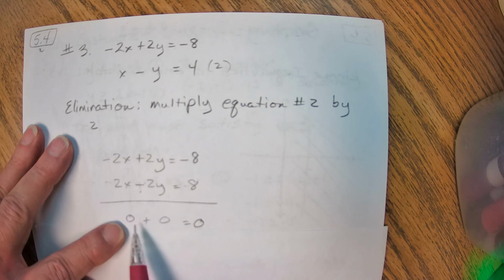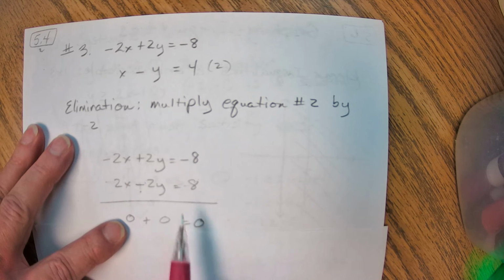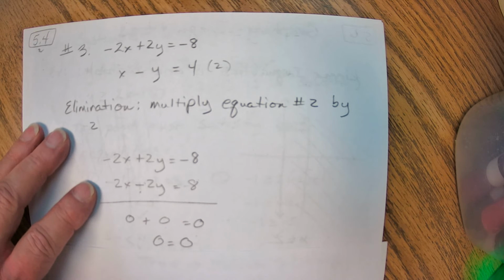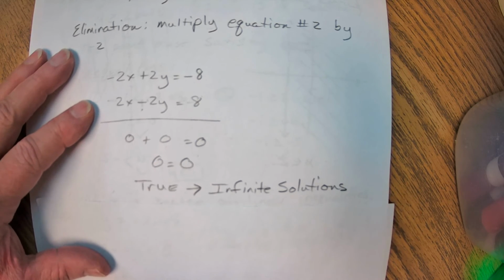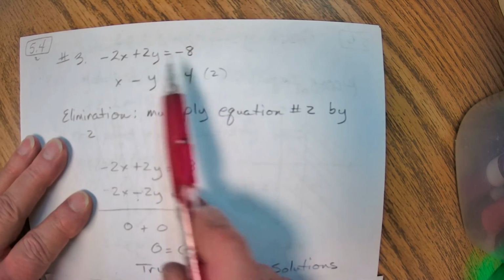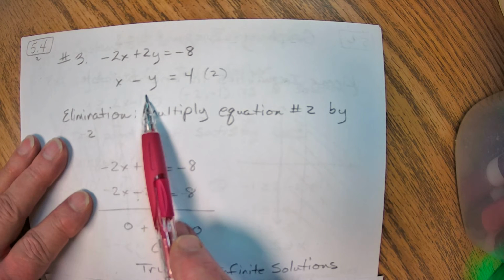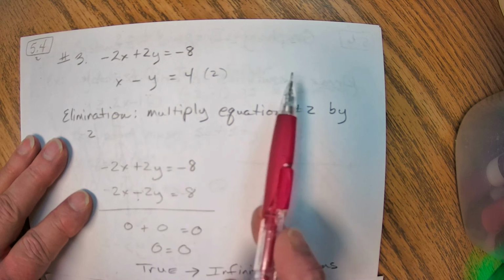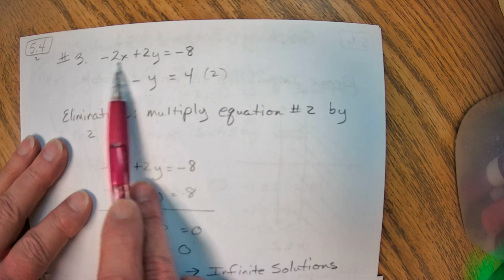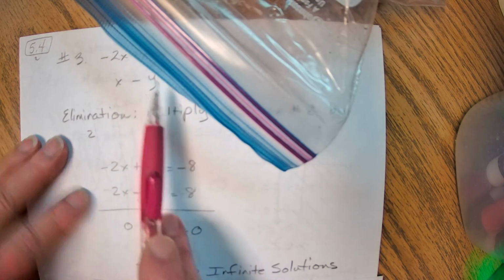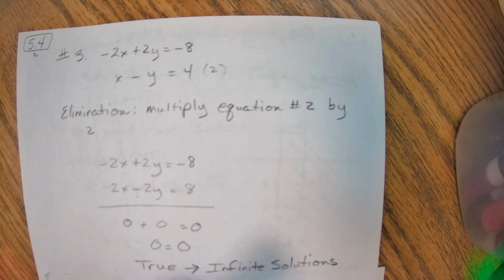Well, negative 2x plus 2x is 0. 2y minus 2y is 0. Negative 8 plus 8 is 0, which gives me 0 equals 0. Well, guess what? 0 equals 0 is a true statement. That means that both of these equations represent the same line. And you'll notice if I had multiplied this equation by -2, I would get this equation. So these are both exactly the same line, meaning that there are infinite solutions.